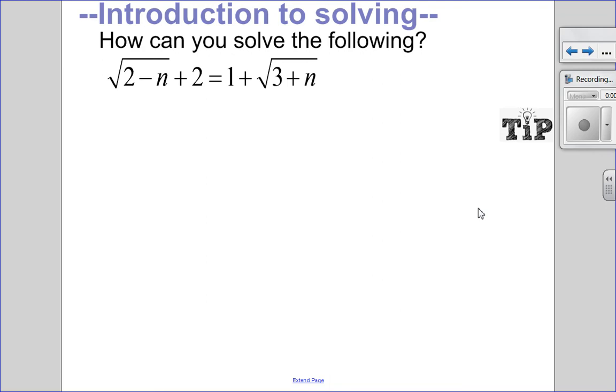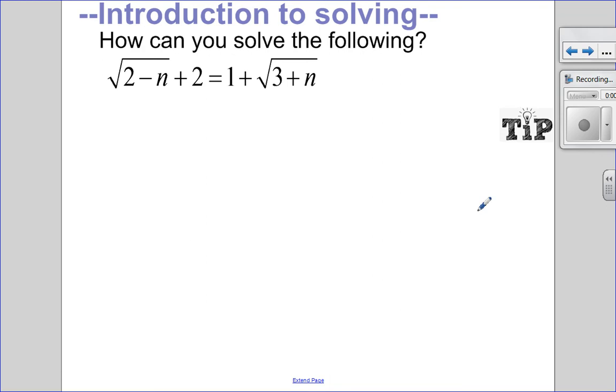In this lesson, we're going to look at what happens when I have two roots instead of one. For example, this one right here. So how would I solve that? I have two roots. So in the last video, we looked at what happens when we have only one root.